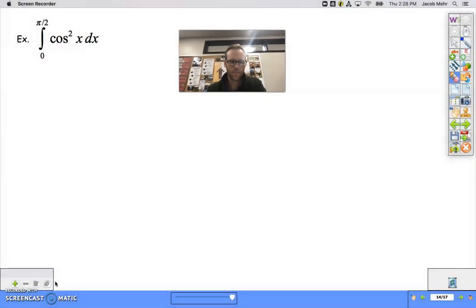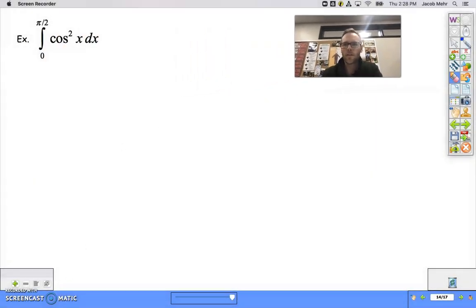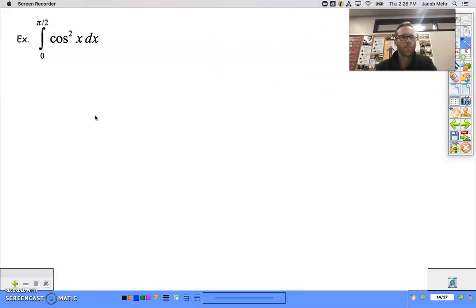So, here is the first definite integral that we are going to do. We want to find the definite integral from 0 to pi over 2 of the cosine squared of x dx. So, let's think about integration by parts. Get it set up here.